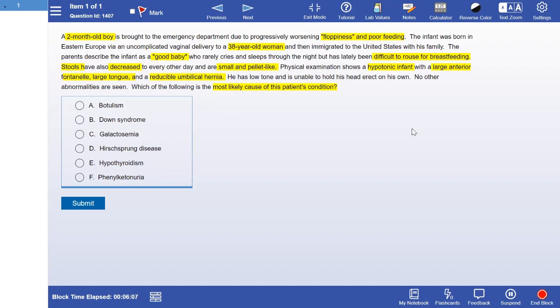Now, it also mentions that he has low tone and is unable to hold his head erect on its own. So the tone is decreased, right? So no other abnormalities are seen. Now, which of the following is the most likely cause of this condition?